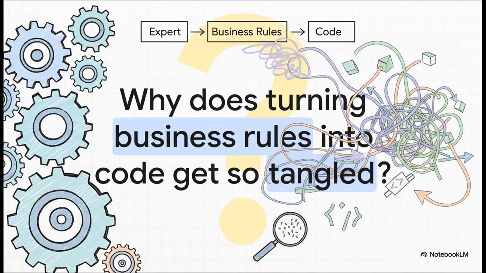So let's kick things off with a pain point that anyone who's ever touched software will immediately recognize. You've got business rules, right? And to the experts, they seem totally clear. But the second you try to translate them into code, it just becomes this tangled mess. Why? Why does this always happen?